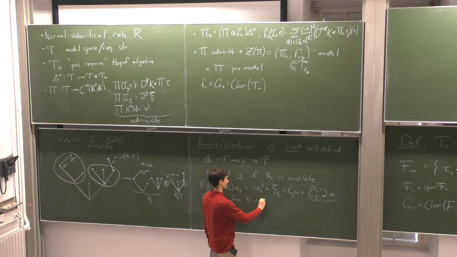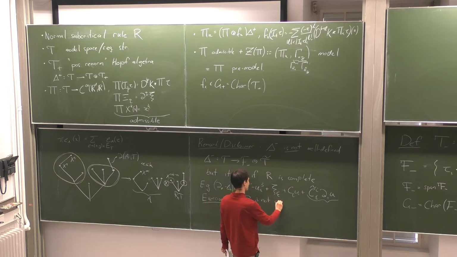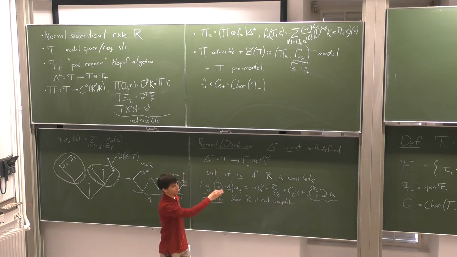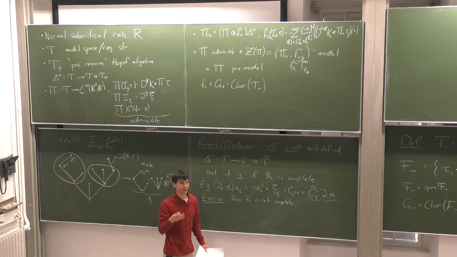Show that R is not complete for the 543 that I gave before, just by using this remark and showing that delta minus doesn't map you back into T.